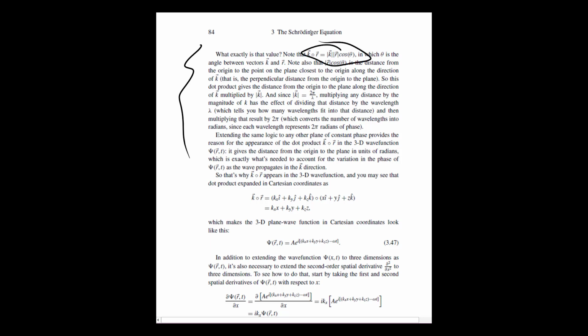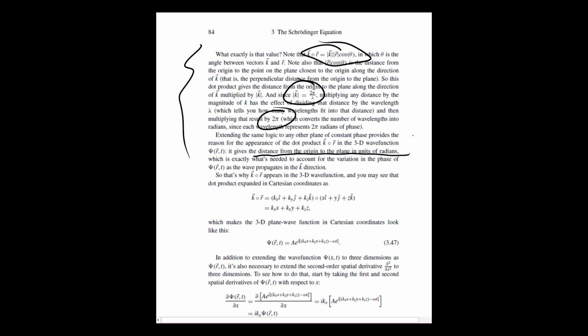Here's k dot r written as magnitude k, magnitude r cosine theta. And since the magnitude of k is 2 pi over lambda, when you multiply the distance r cosine theta, that is the projection of the position vector onto the direction of k, by k, you are essentially dividing by lambda, so that turns that distance into a number of wavelengths, and multiplying by 2 pi converts it to radians. So it's summarized here. It says k dot r gives the distance from the origin to the plane in units of radians.